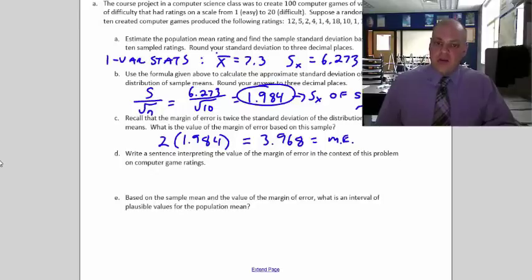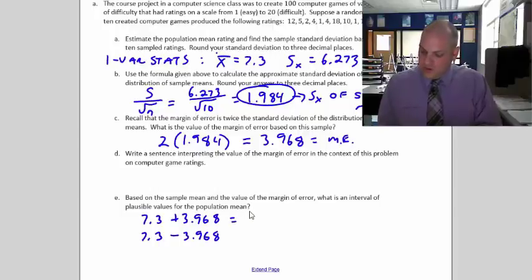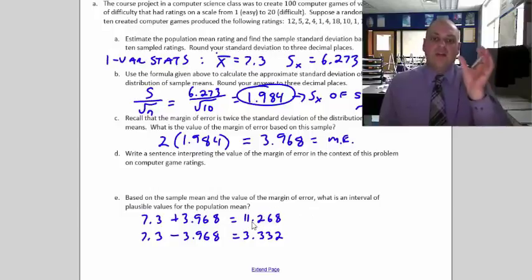Write a sentence interpreting the value of the margin of error in the context of this problem on computer game ratings. So what does the margin of error mean? The margin of error helps create an interval from the estimated mean of 7.3. I'm going to actually do part E first. 7.3 plus the margin of error, 3.968, gives us 11.268. And 7.3 minus 3.968 gives us 3.332. So this is an interval that's likely to contain the population average rating.